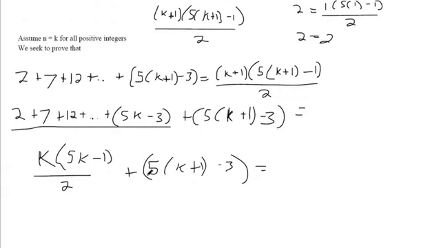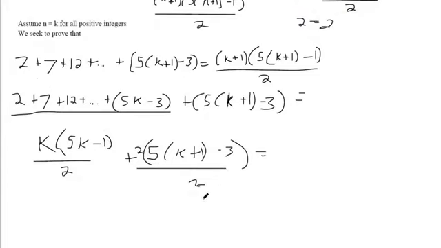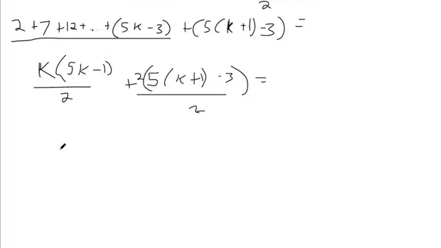We definitely don't have that yet, but let's get common denominators. So just multiply the top and the bottom by 2 here. And now I have common denominators. So I've got k times 5k minus 1 plus, I'll distribute this 2 to everything inside here. That's going to be 10k plus 1 minus 6, and that's all over 2.